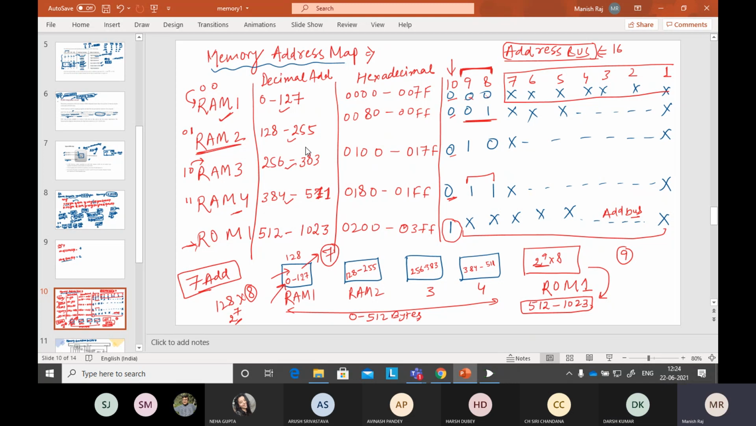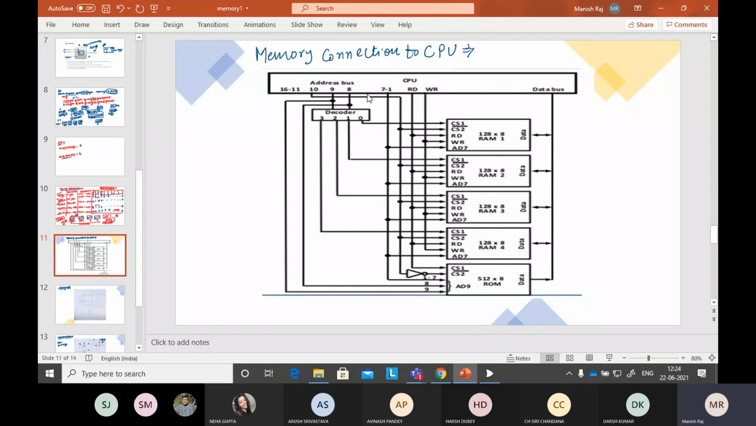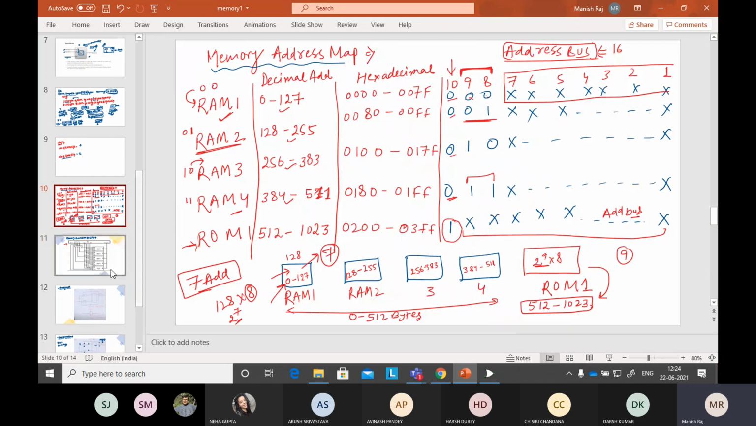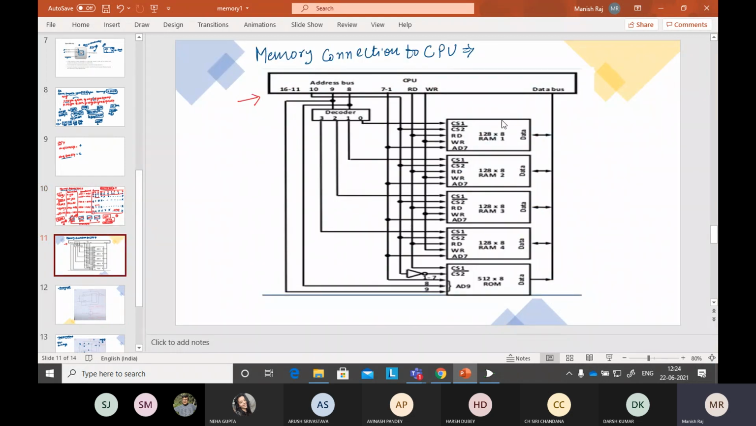Okay, so the same structure is given to you, and you can make this structure. Whatever we did in this table, we are doing in the diagram again. Now I am telling you, this is RAM 1. The RAM 1 size is 128 into 8, then RAM 2, RAM 3, RAM 4, and this is ROM. The size of ROM is 512 into 8.